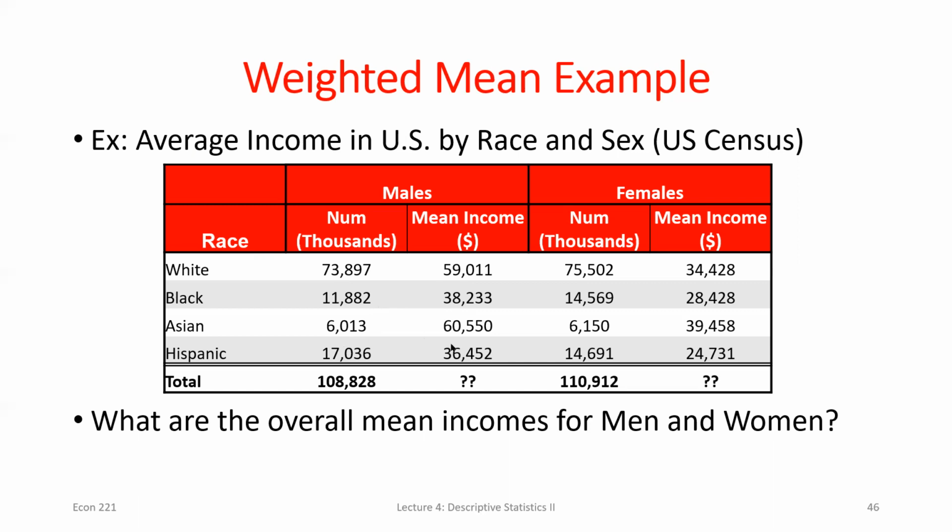I'm just adding up all of the values for X from these groups, multiplied by that group's weight. I then will divide by the sum of my weights, which here I gave you ahead of time. I kind of did that work for you. I just add the weights up here to get 108,000.